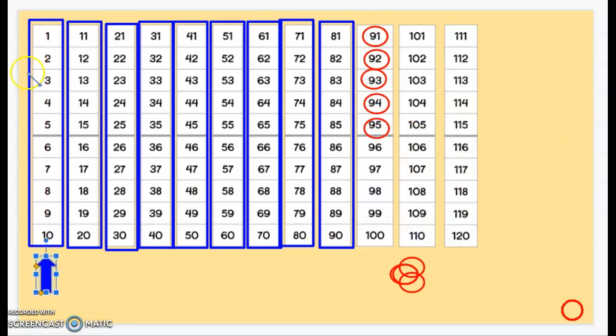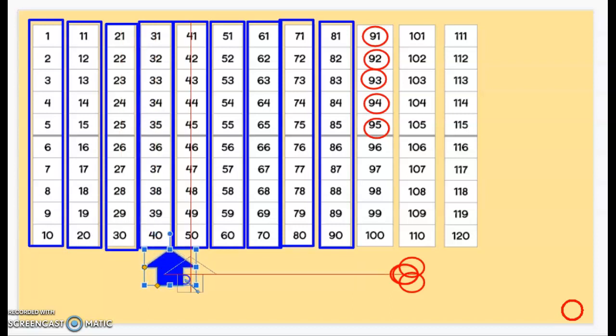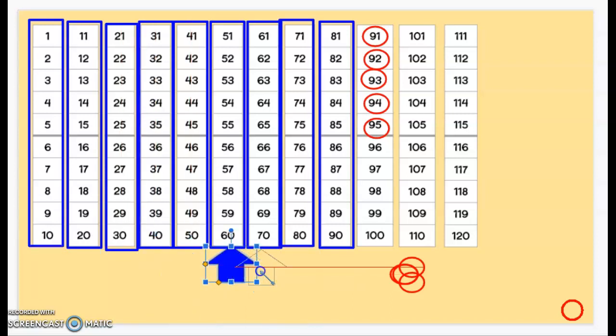We practice counting our 10 strips, so we count by 10s. Let's go. 10, 20, 30, 40, 50, 60, 70, 80, 90, freeze. Let's count by 1s. 91, 92, 93, 94, 95.